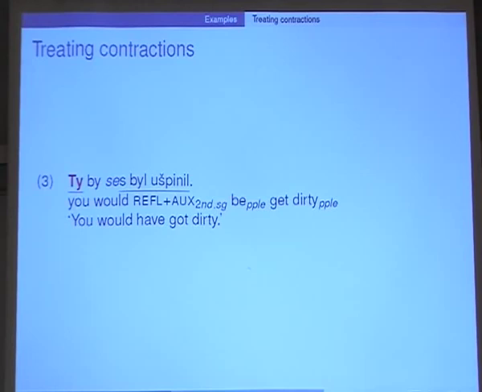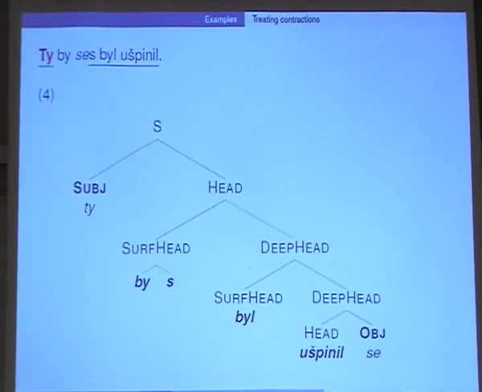This is a sentence on the word level. Its structure is seen in 4. This is how we'd like to represent this sentence. Bys is a surface head. The autosemantic verb is expressed by a deep head. But the deep head is further split into, again, a surface head, and ušpinil se, the deep head. Here, ušpinil is the head of the structure, and se is its object. Both form the deep head structure with respect to the other nodes here.